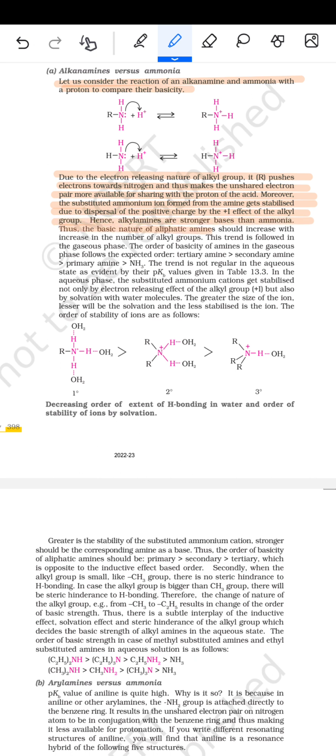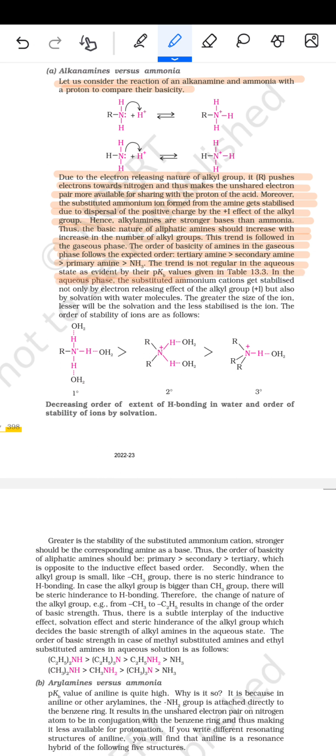Thus, the basic nature of the aliphatic amines should increase with the increase in the number of alkyl groups. This trend is followed in the gaseous phase. The order of the basicity of the amines in the gaseous phase follows the expected order: tertiary amine, secondary amine, primary amine, NH3. The trend is not regular in the aqueous state, as evident by the pKb values given in Table 13.3.